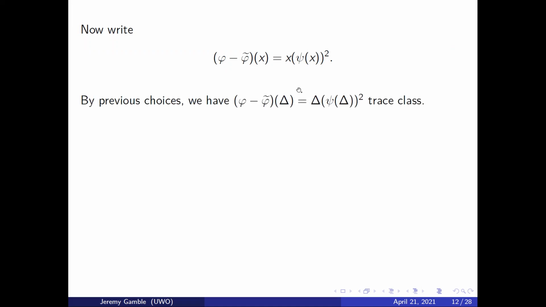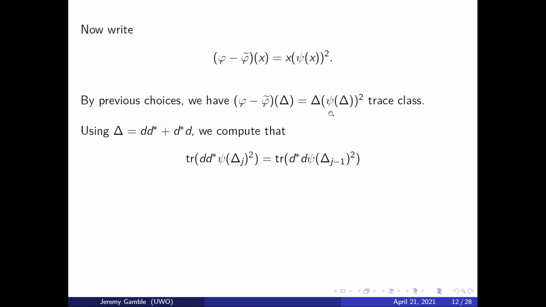And then we write it in this form so that we can manipulate the trace in a good way and get those inequalities. So again, this is another trace class operator, as I said, and we can therefore write it down this way. Then what we do is we break up the Laplacian into d star d plus d d star, and we can get this equality here.